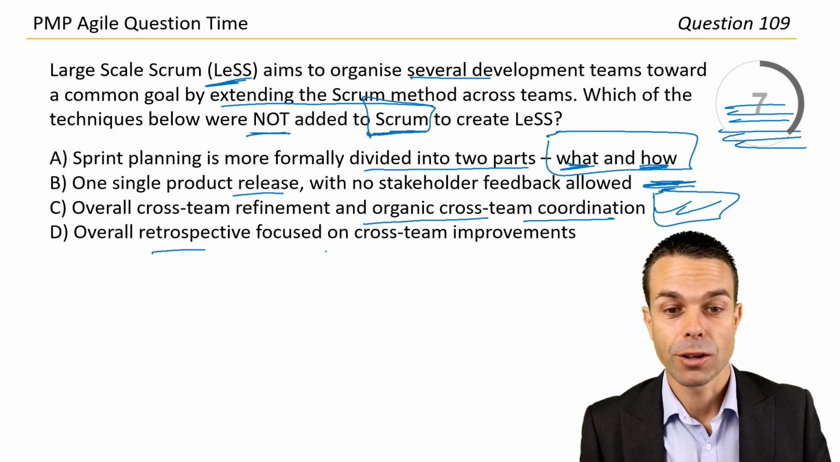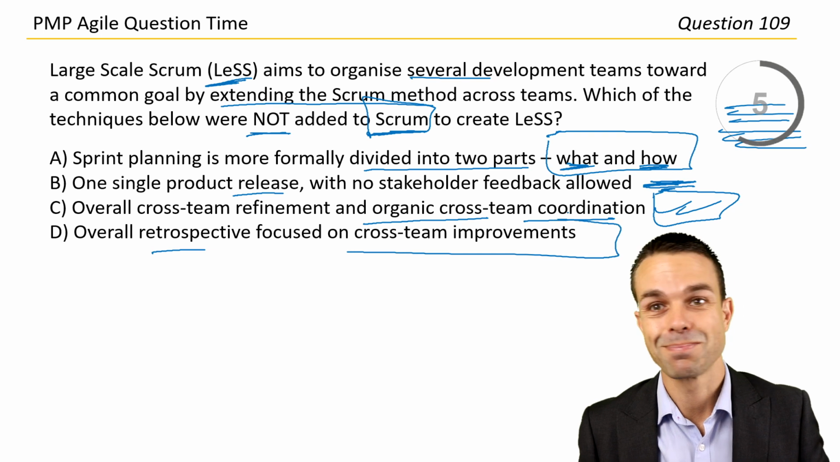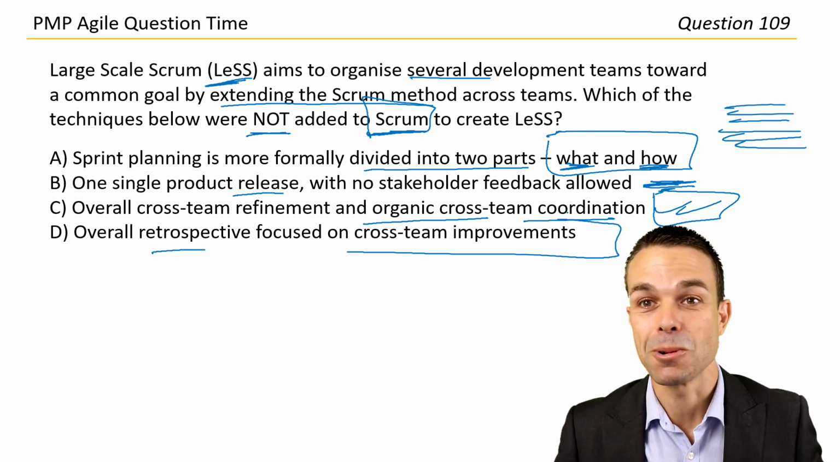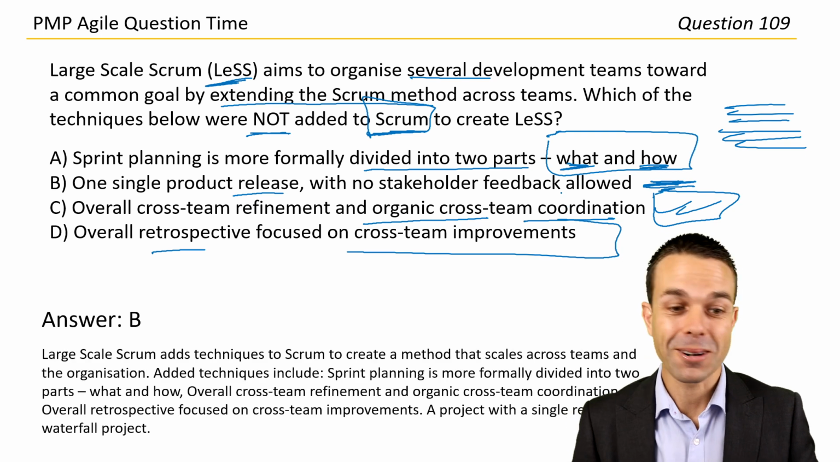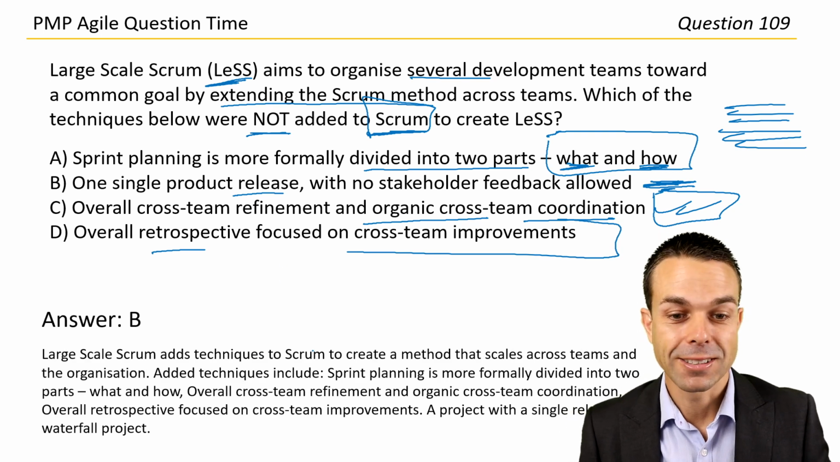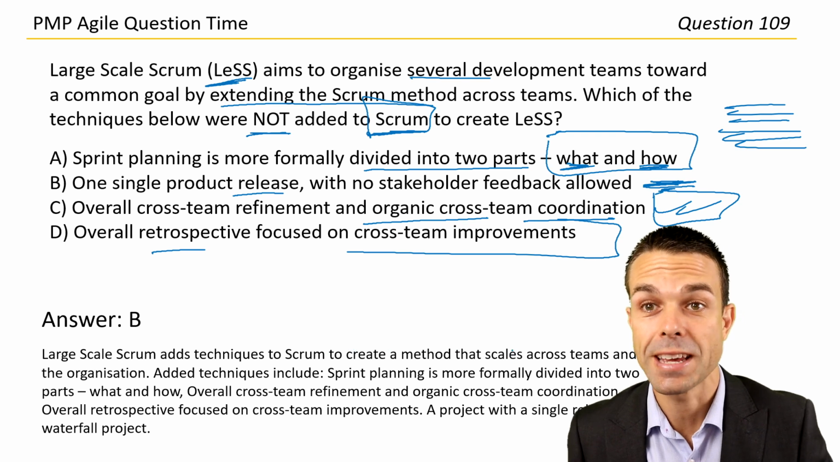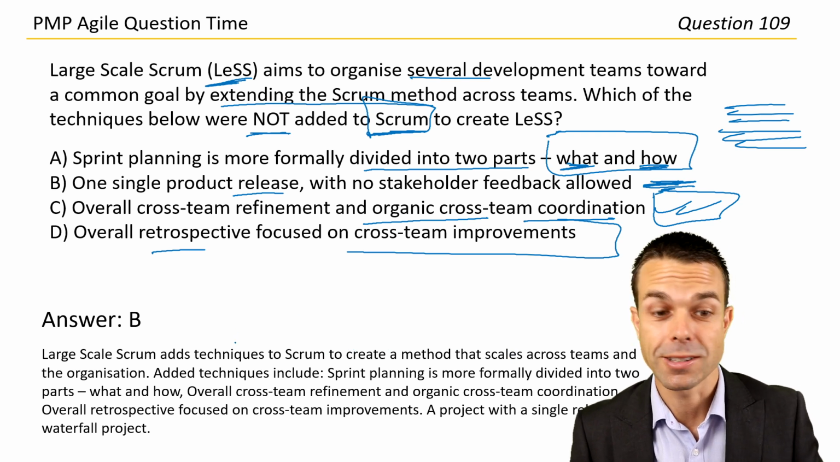Overall retrospective focused on cross-team improvements. Absolutely for that one as well. So the incorrect answer for this one, let's go with answer B. There it is. Large-scale Scrum adds techniques to Scrum to create a method that scales across teams. It's a scaling method and the organization.